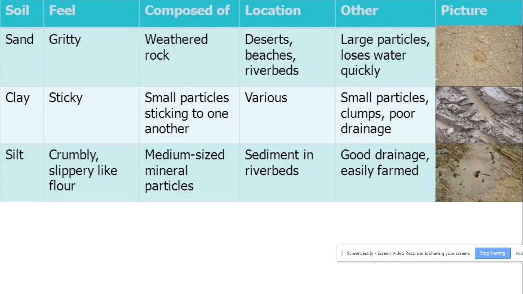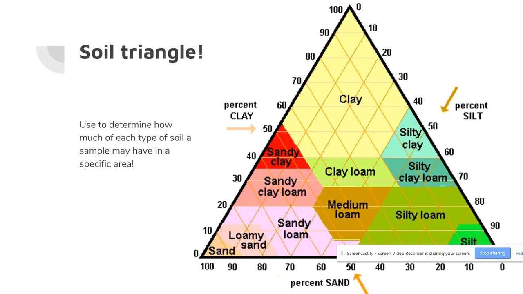So again, this is just showing the characteristics of these types of soil. You do need to know them, so go ahead and study them. And then finally, the soil triangle. You use this to determine how much of each a soil sample may have. You're going to go outside and take a sample of soil here soon, and then try to measure the percentage of what that soil is.